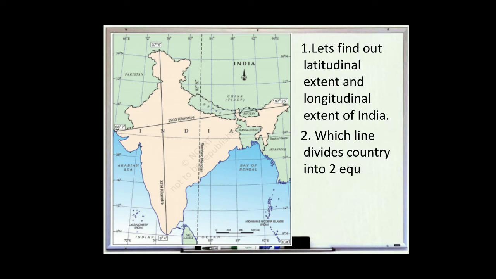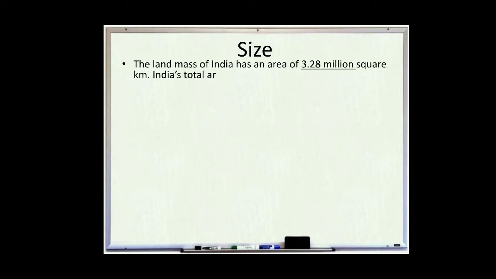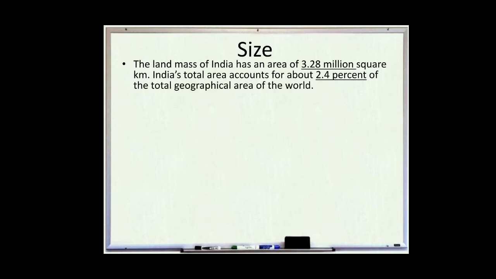Questions. Let's find out the latitudinal and longitudinal extent of a country, and which line divides the country into two equal parts. Then size. The land mass of India has an area of 3.28 million square kilometers. India's total area accounts for 2.4% of the total geographical area of the world. Then it is clear India is the seventh largest country of the world.